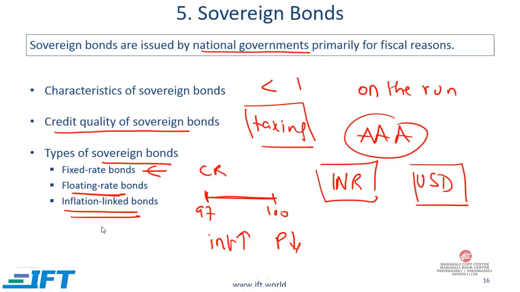The example that we talk about the most is this: TIPS, Treasury Inflation Protection Securities. These are issued by the US government. Here the par value is linked to inflation. More specifically, it is linked to CPI. Inflation-linked bonds are also called linkers sometimes.